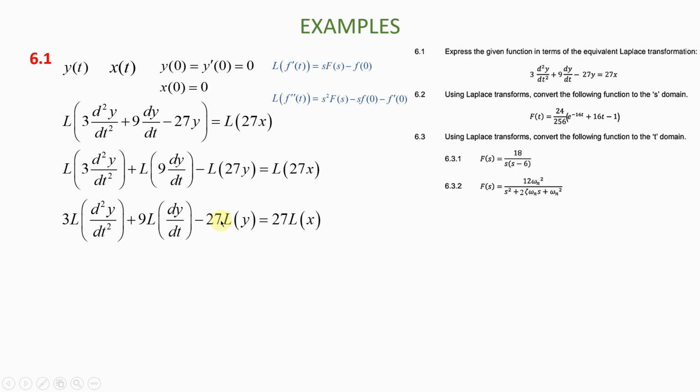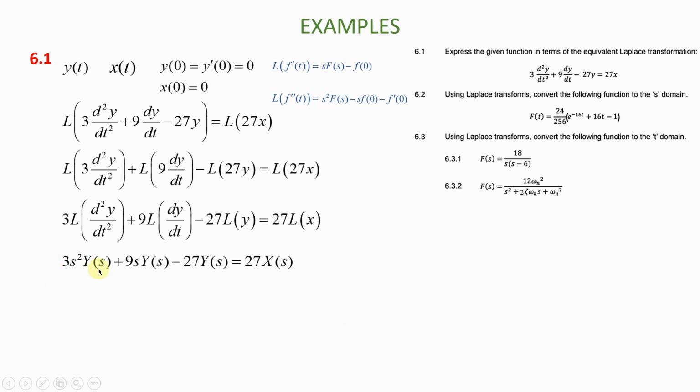And minus 27 times the Laplace transform of y(t). Okay, what is the Laplace transform of y(t)? It's Y(s), capital Y(s), because in the Laplace domain we use capitals and not small letters. So the Laplace transform of y(t) is just capital Y(s), and the Laplace transform of x(t) is capital X(s), because we are in the s domain once we've taken the Laplace transforms. And so if you do that correctly, this is what you should get, okay?